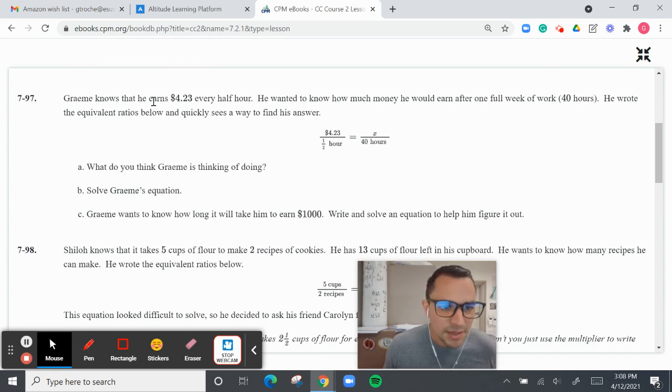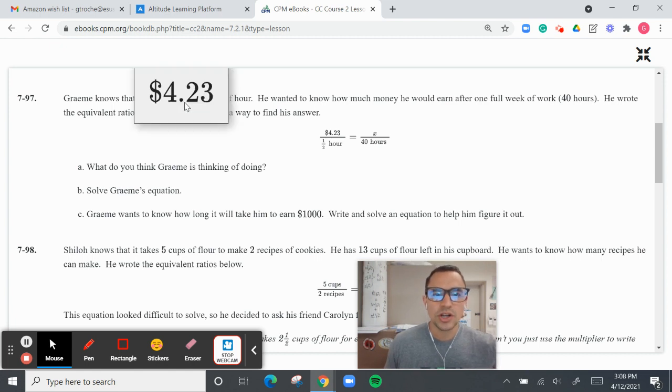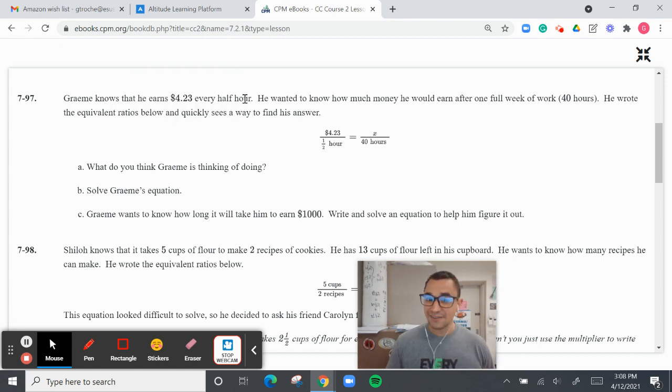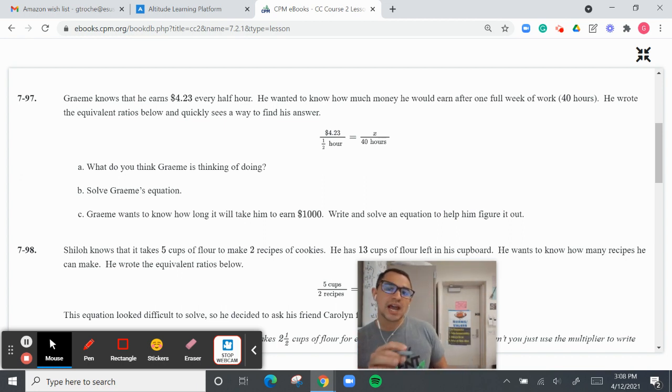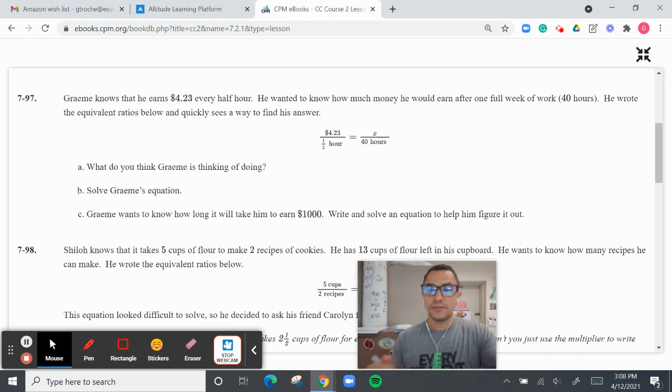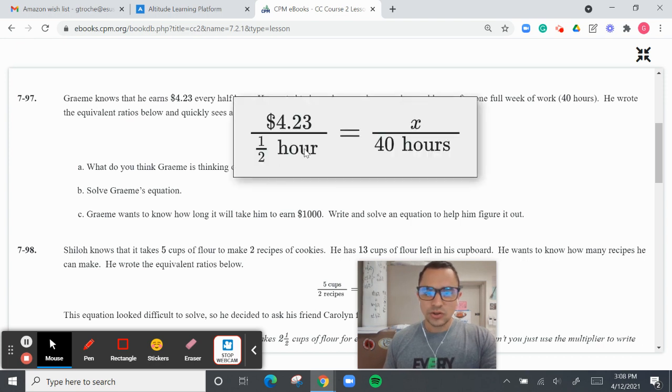Don't know this person's name or how to pronounce it, but I'm going to say Graham knows that he earns $4.23 every half hour. You want to know how much money he would earn after 1 full week of work, which is 40 hours. He wrote the equivalent ratios below and quickly sees a way to find his answer. I'm sorry, I can't read right now, but I'm full of energy. I'm ready to go. So write this down in your notebook. All right, pause it if you need to.